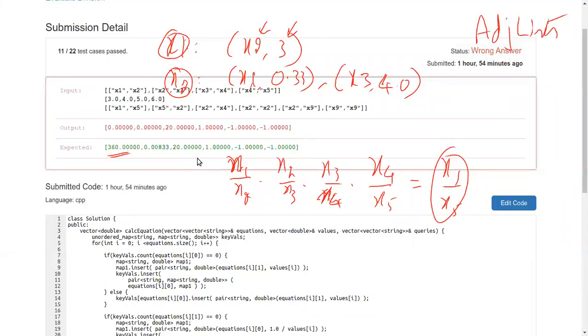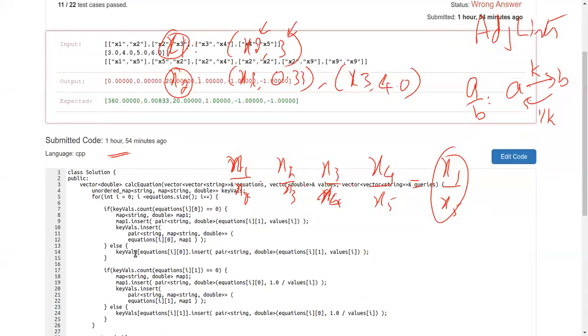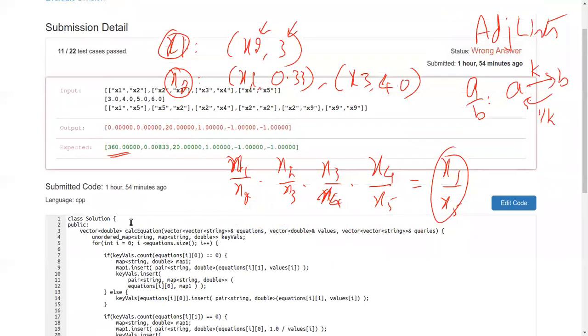So for every equation, say in the form of a by b, we have a node called a and a node called b. There is an edge from a to b, which is that k value, the value of the fraction, and b by a is just the edge in the reverse direction, which is going to be 1 by k. So in this data structure building stage, we built that adjacency list. For every equation, there are two edges. We added them to the list. So in a way, I was already constructing a graph, I just didn't realize that I was constructing a graph.